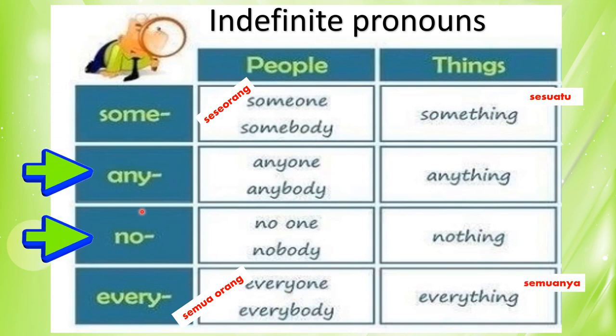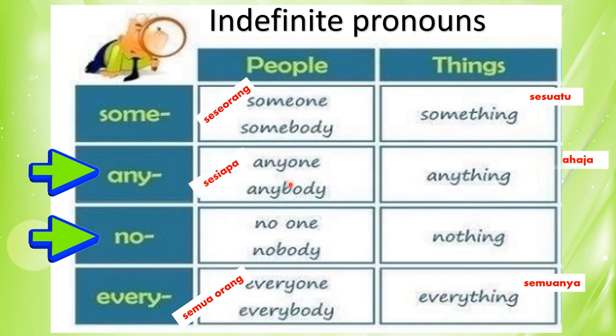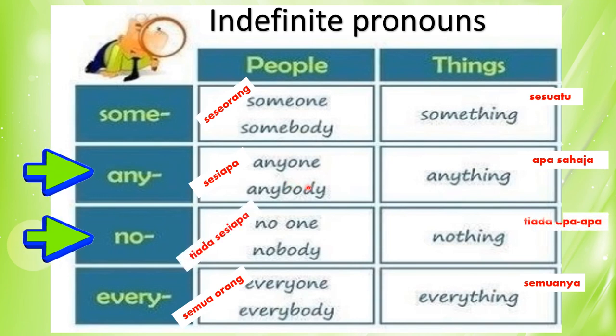Now today we're going to focus on the compound any and no. So anyone or anybody, sesiapa, anything, apa sahaja, no one, tiada sesiapa, nothing, tiada apa-apa.